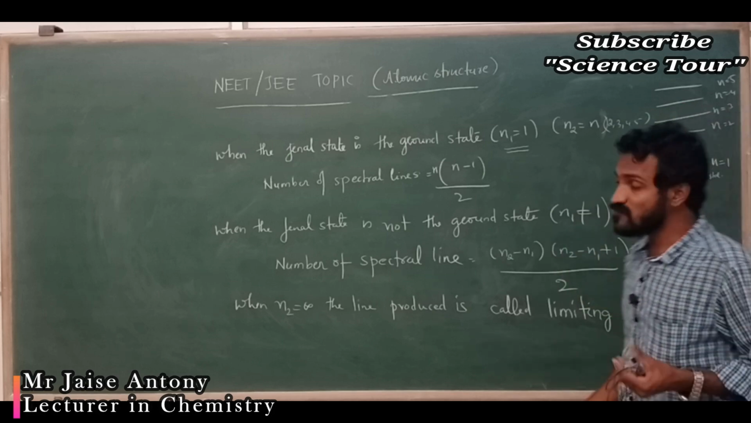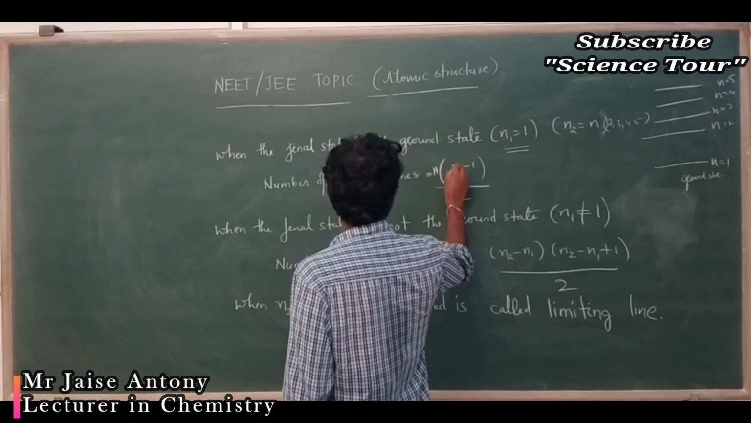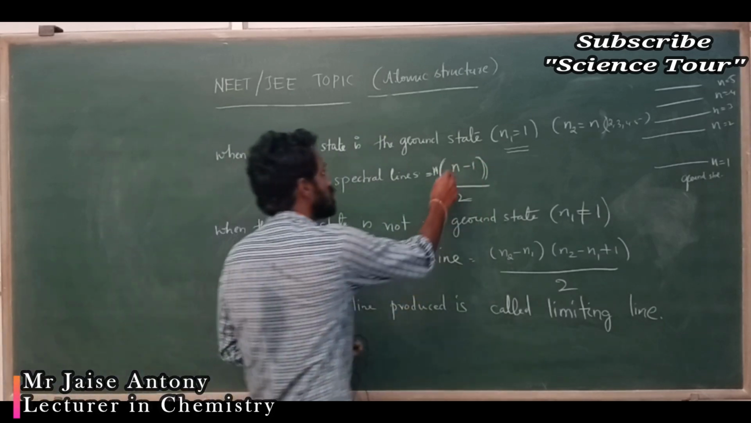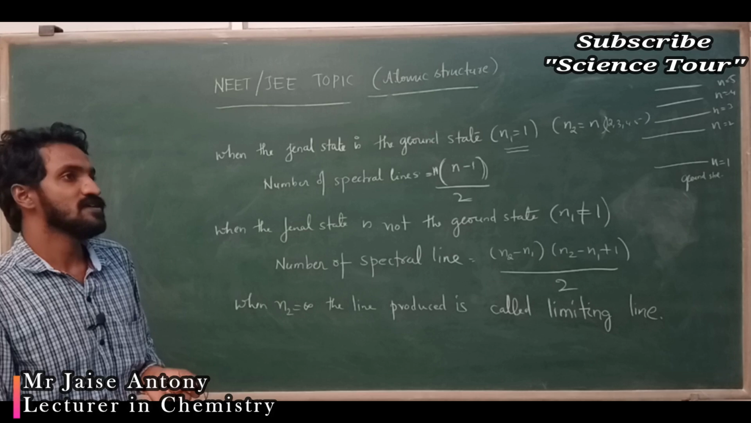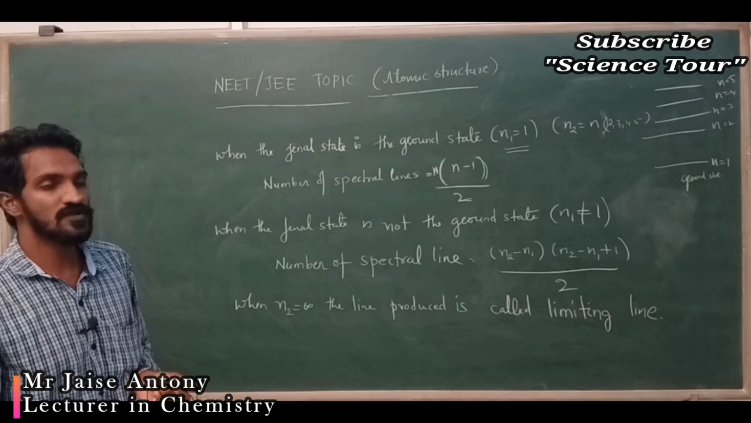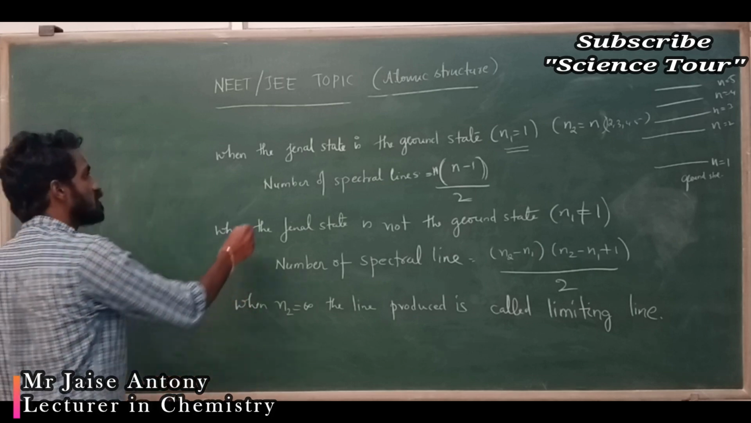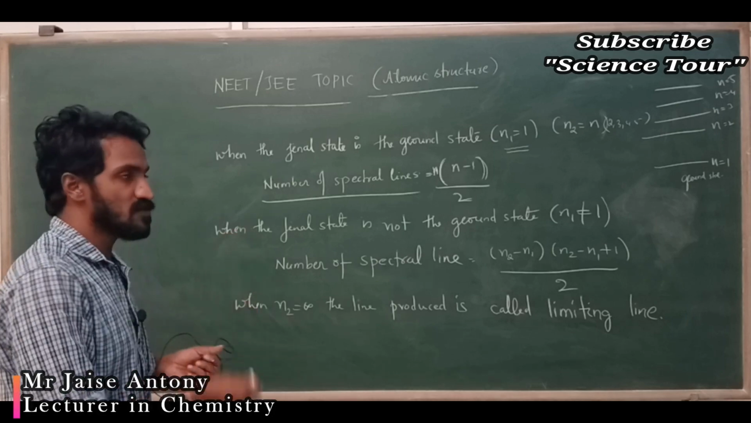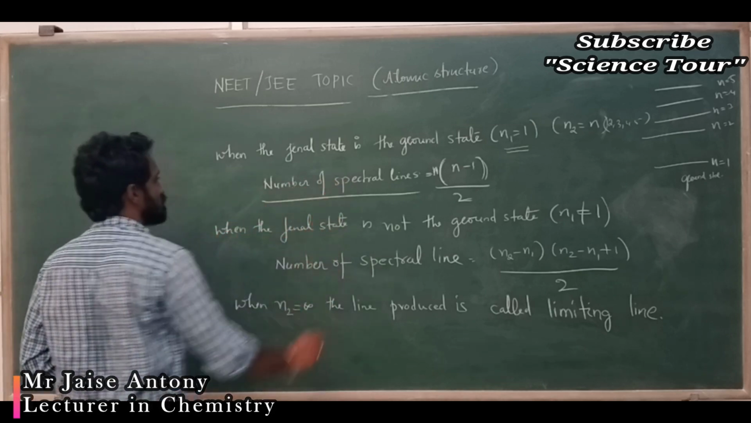How to find the number of spectral lines produced? The formula is given: n(n minus 1) divided by 2. This n is nothing but n2. It may be 2 or 3: you are finding 3(3 minus 1) divided by 2, or 4(4 minus 1) divided by 2. You are finding the number of spectral lines. I will explain this with the questions we are solving later, don't worry about that, just note down this formula.